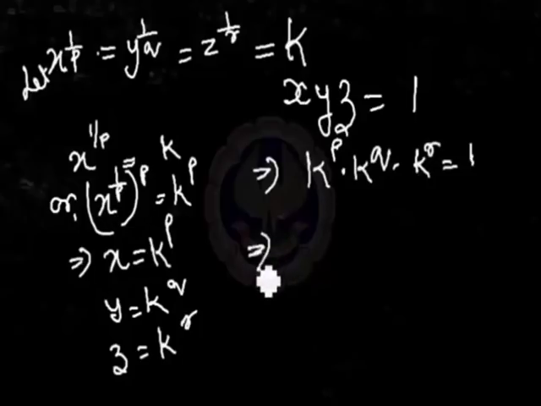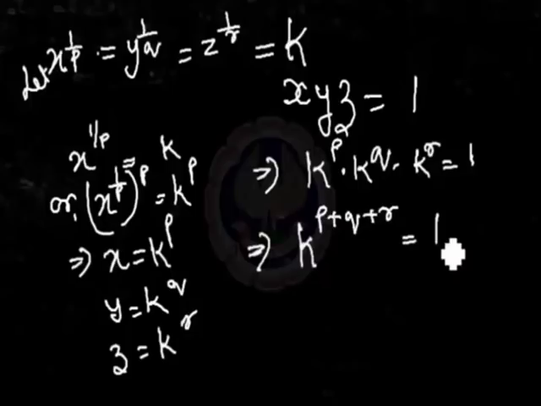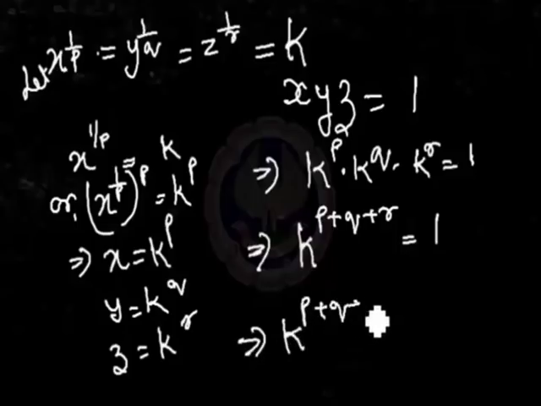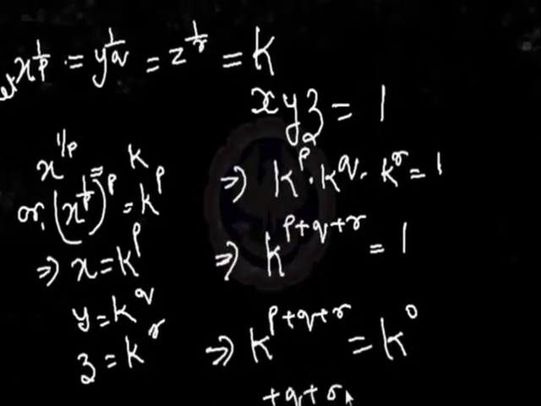Correct? We just read that a to the power m into a to the power n is equal to a to the power m plus n. So similarly, we can write this as k to the power p plus q plus r is equal to 1. Agreed? Because it's k to the power p into k to the power q into k to the power r. So we also know that anything would yield 1 if it's to the power 0, right? So k to the power 0 would be equal to 1. So this can be written as k to the power p plus q plus r is equal to k to the power 0. Correct? Or we can write that p plus q plus r is equal to 0.